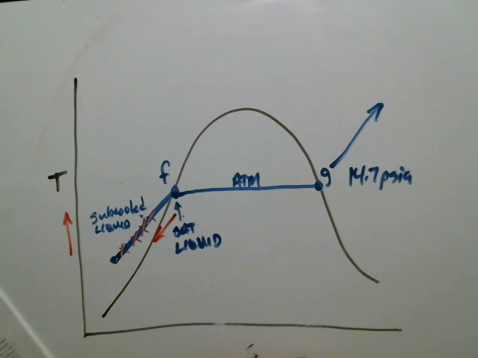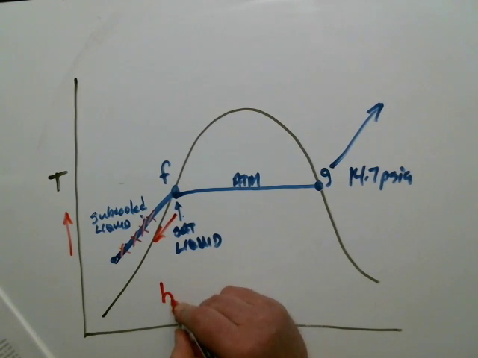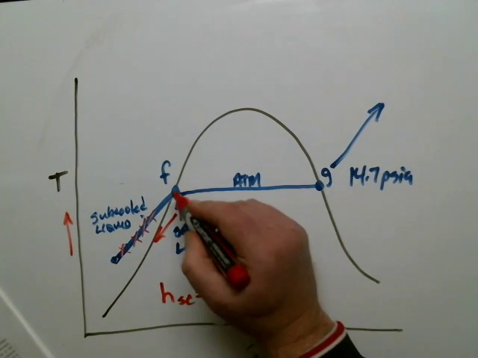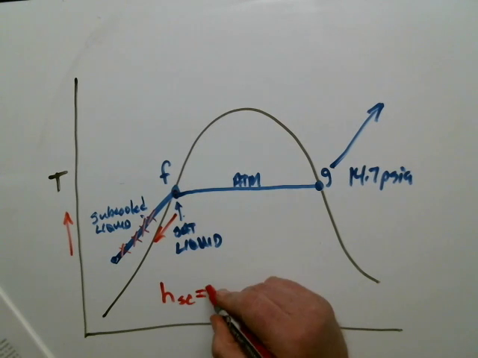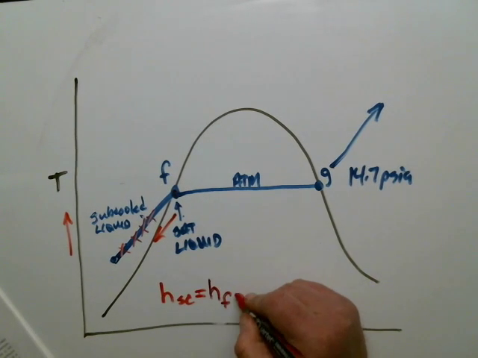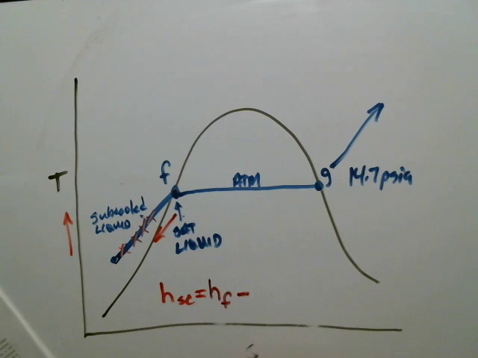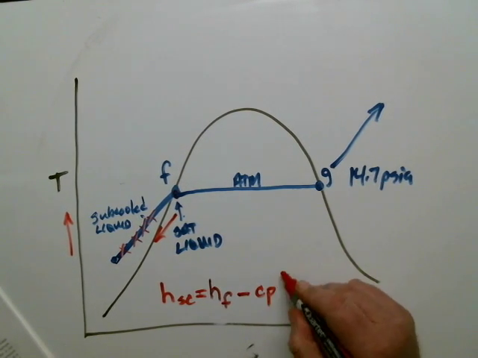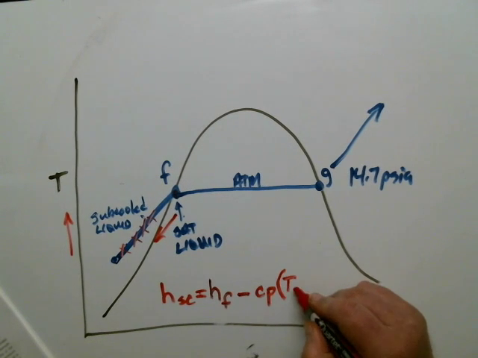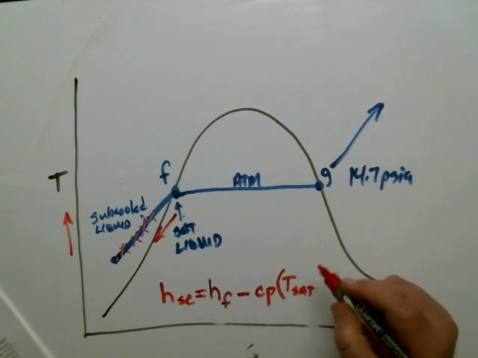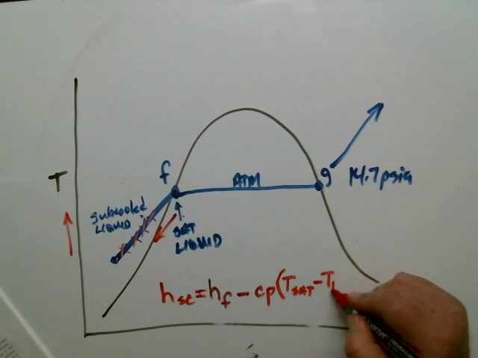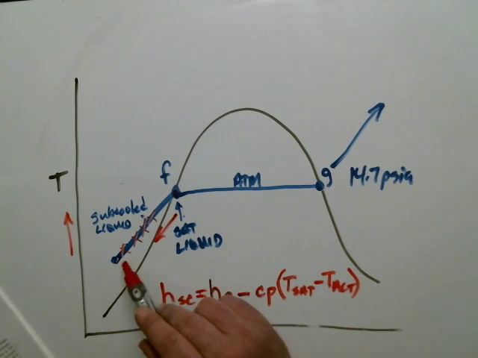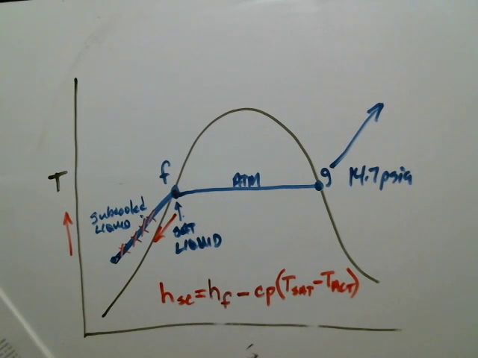And we have a great equation for it. I know that the enthalpy in BTUs per pound mass of a subcooled liquid is going to be something less than this point. So I'll use that as my starting point, and I'll subtract, and this is really neat, the specific heat capacity of water multiplied times the saturation temperature, in this case 212, minus actual temperature. So we could figure out the enthalpy of a subcooled liquid that way.